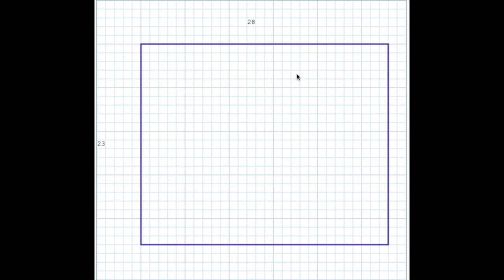So 5, 10, 15, 20. I can get a 20 out of here. And I can get 20 going down, 5, 10, 15, 20. So I don't want to stop at 10. I'm going to use the largest tens I can find. So I would have a 20 by 20 rectangle. Okay, so 5, 10, 15, 20 across, and 5, 10, 15, 20 down. So that would leave me with a rectangle of 20 by 20.